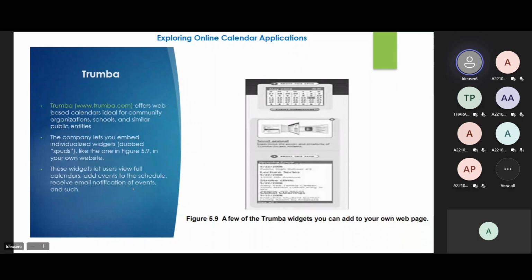www.trumba.com. This is also a web-based calendar ideal for community organizations, schools, and other public entities. The company lets you embed individualized widgets. That means it provides special widgets, that is, special dialog boxes. This diagram shows the Trumba widgets you can add to your own web page. Using these widgets, users can view full calendars and add events to the schedule. We can receive email notifications of the events, etc.